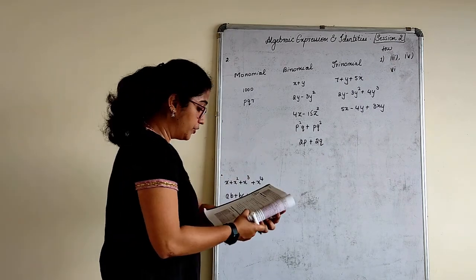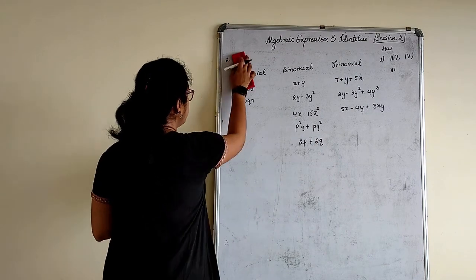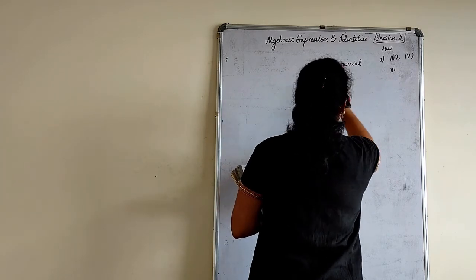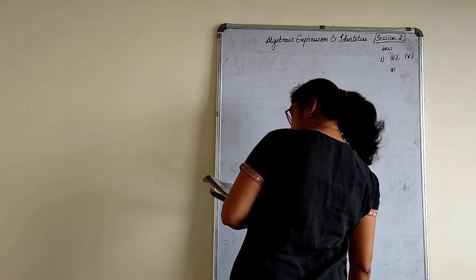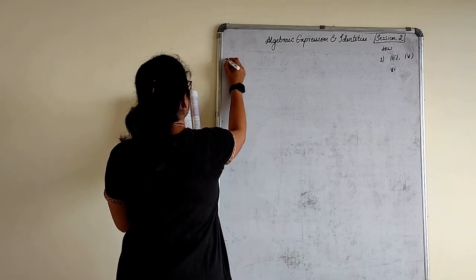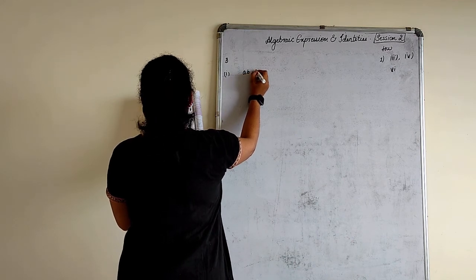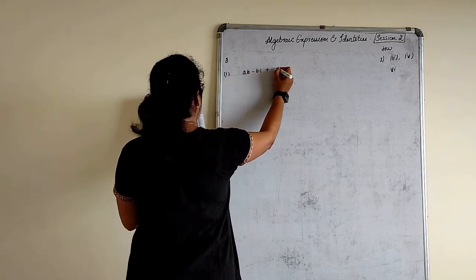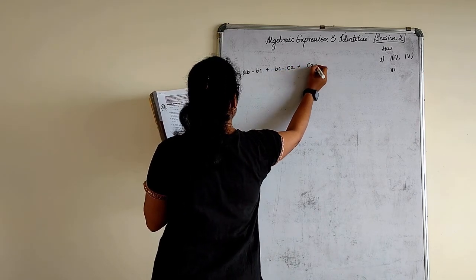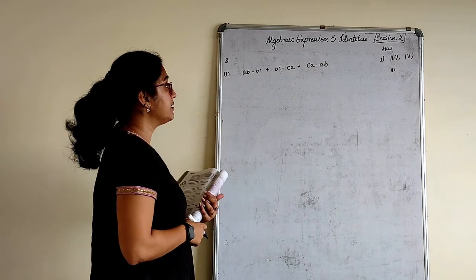Next, add the following. Whenever we do adding, we have to only see the like terms and add. Right? So first and foremost, we need to group the like terms here. We will begin with a simple one. First, add the following: AB minus BC plus BC minus CA plus CA minus AB. Add they have given, that's why I have taken the adding symbol.